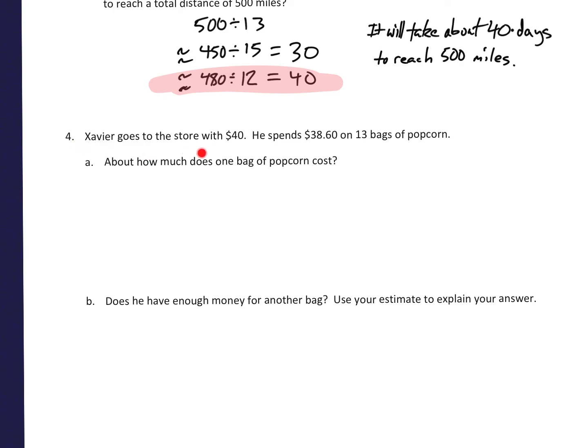Xavier goes to the store with $40. He spends $38.60 on 13 bags of popcorn. About how much does one bag of popcorn cost? So I'm going to pause this video. I'm going to let you try to figure this out by yourself. Remember, it says about, which means that you can estimate. Okay? So go ahead and try to do this by yourself, and we'll have the answers pop up in 3, 2, 1.